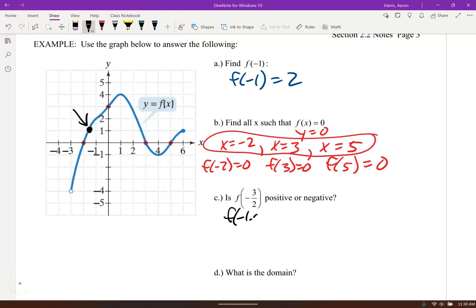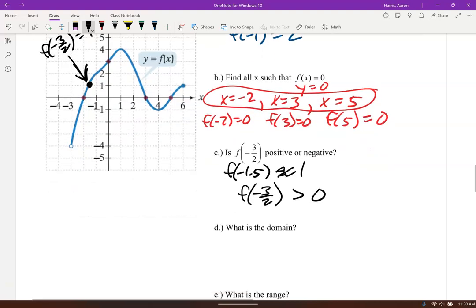F of -1.5 looks about right there on the graph. It's about 1. About 1, I'm not so sure. But all we care about is is it positive or negative? Well, it's positive. It's above the x-axis there.